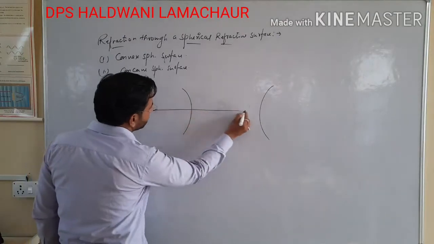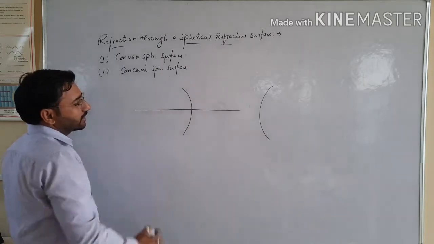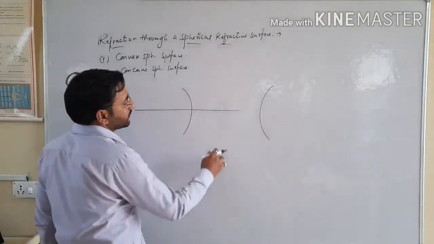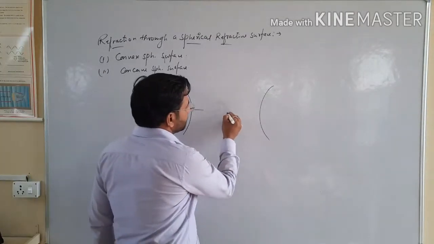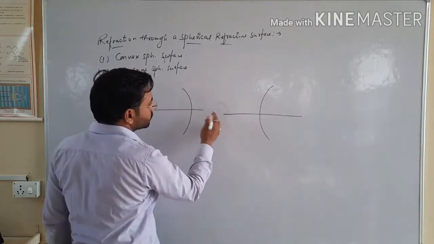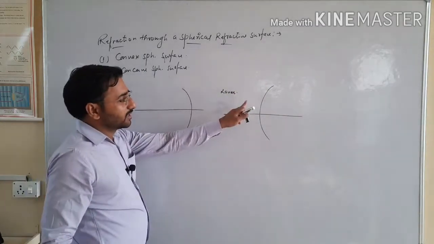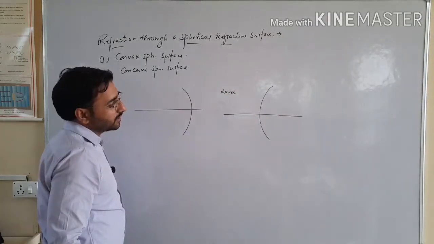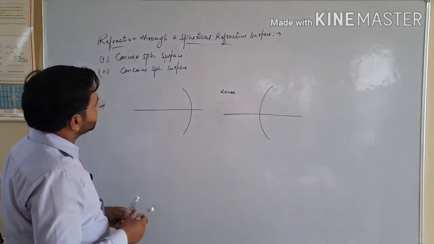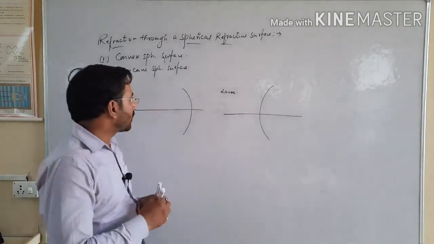Now we will consider the convex and concave spherical surface on the basis of the rarer medium. As I told you, if the concave surface is toward the rarer medium, then the refracting surface is a concave refracting surface. On the other hand, if the convex outer surface is toward the rarer medium, then we can say this refracting surface is a convex refracting surface. Point is clear?